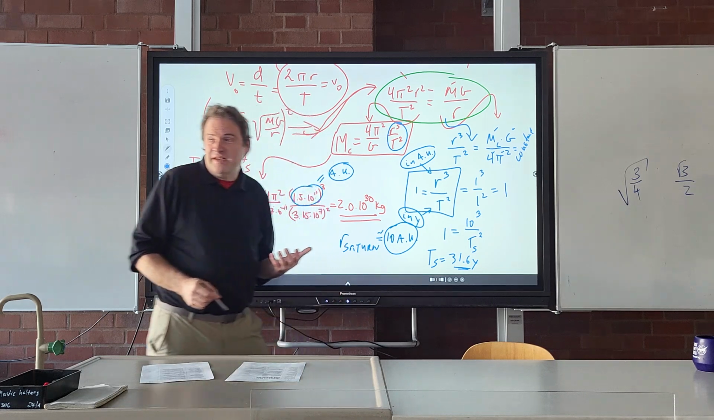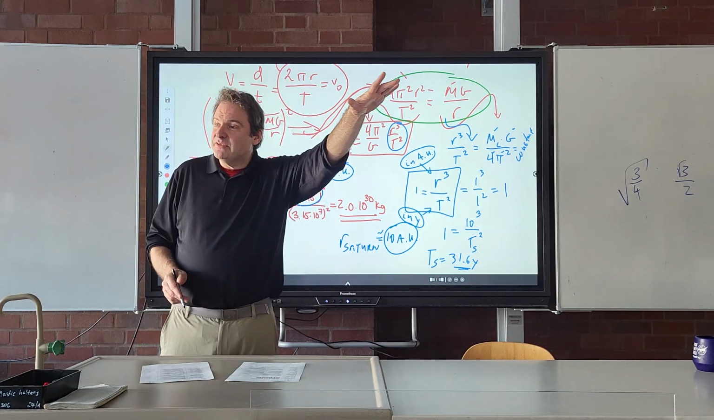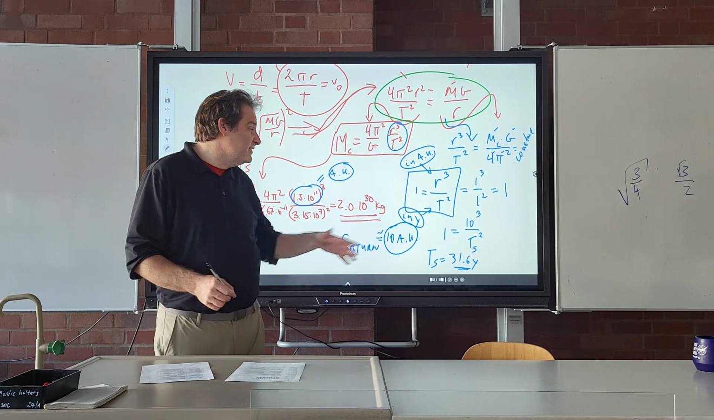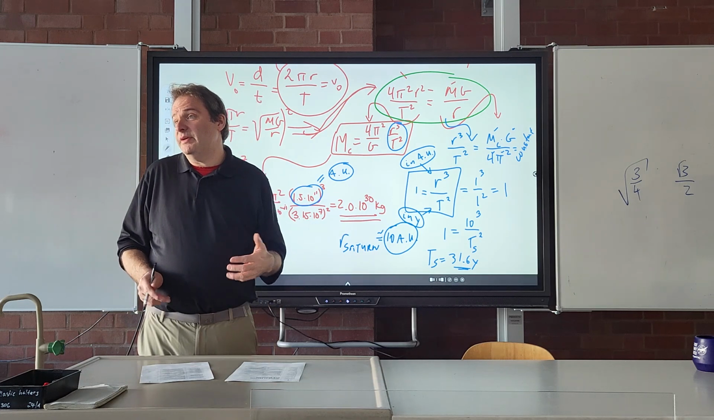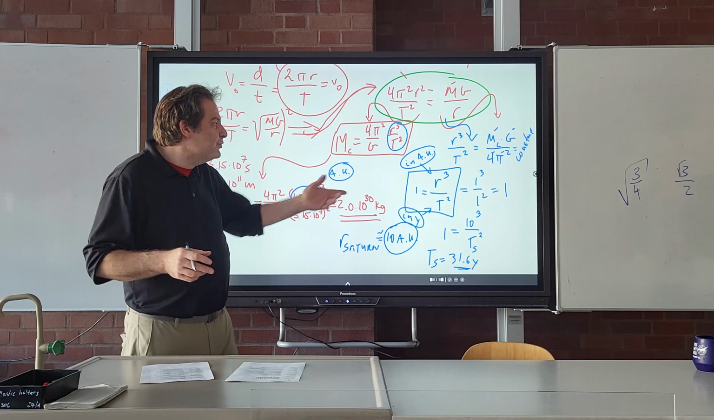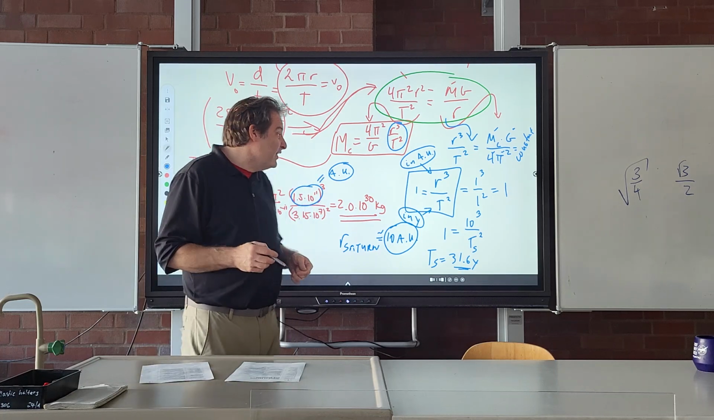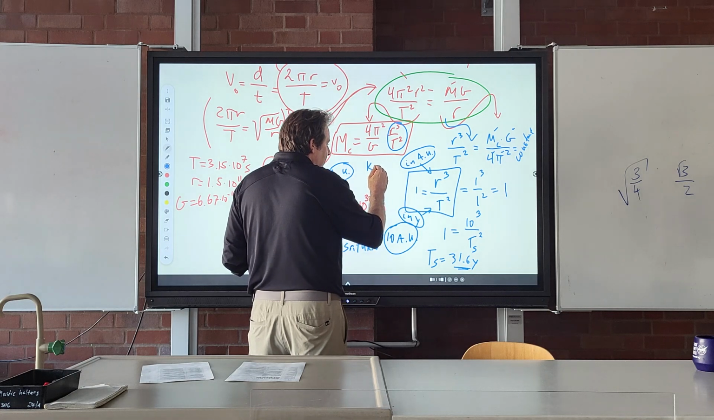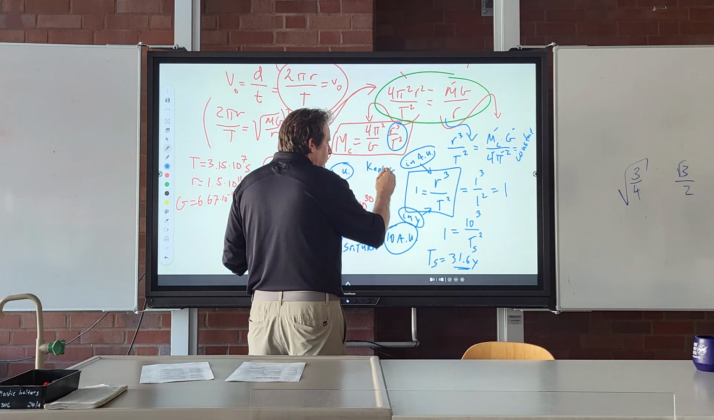So that's interesting. Saturn is 10 times as far away from the Sun as the Earth, but it takes 31 times as long to orbit. So that's a relationship. And of course, you could use it the other direction. This law here is Kepler's third law.